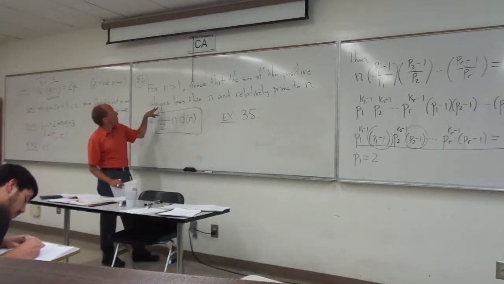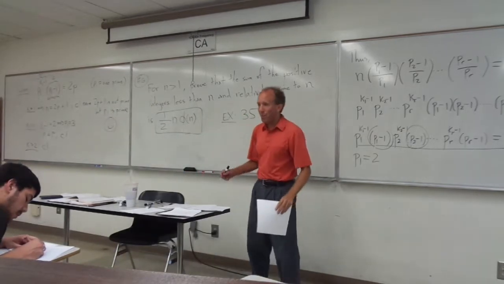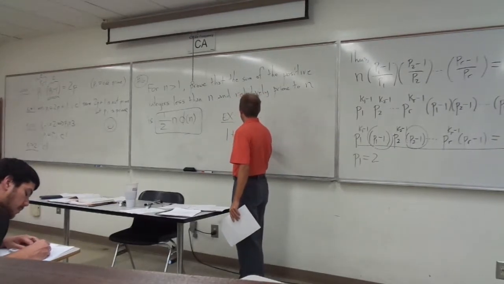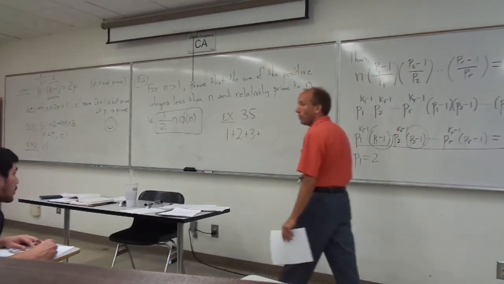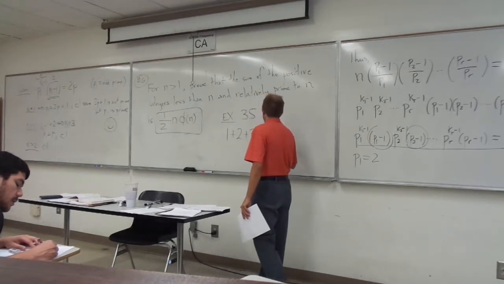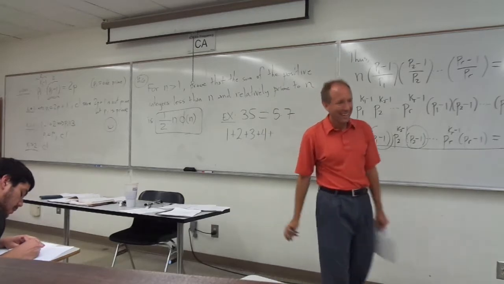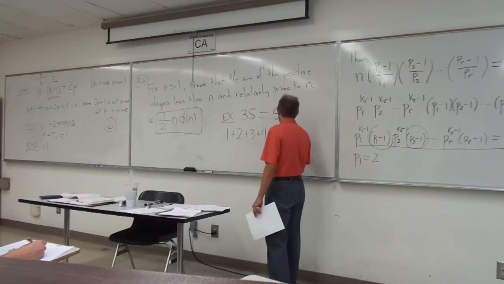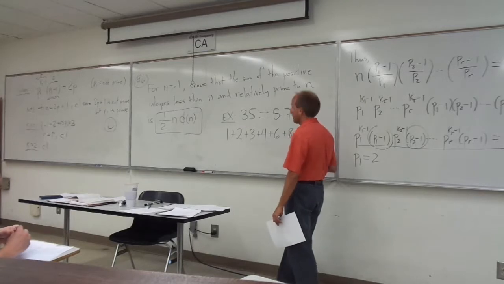So if we add up the numbers that are less than 35 and relatively prime to 35, let's see what we get. So this is going to be quite a few numbers. Okay, so here we go. So we're going to add them up. 1, 2, 3, 4. Keep in mind, this is 5 times 7. So anything that doesn't have a 5 or a 7 in it, we want to add up. So we'd skip 5. We go with 6. And then what? 8, 9, skip 10, right?